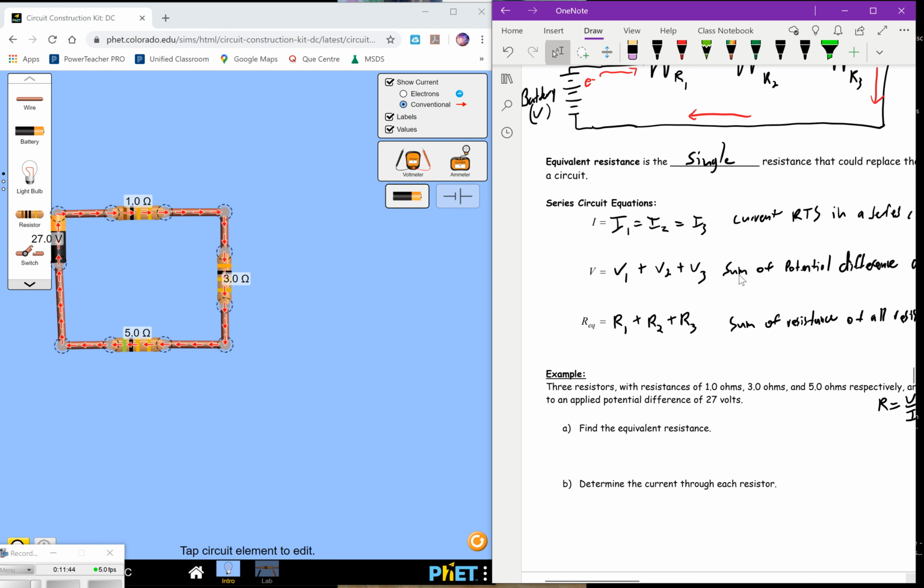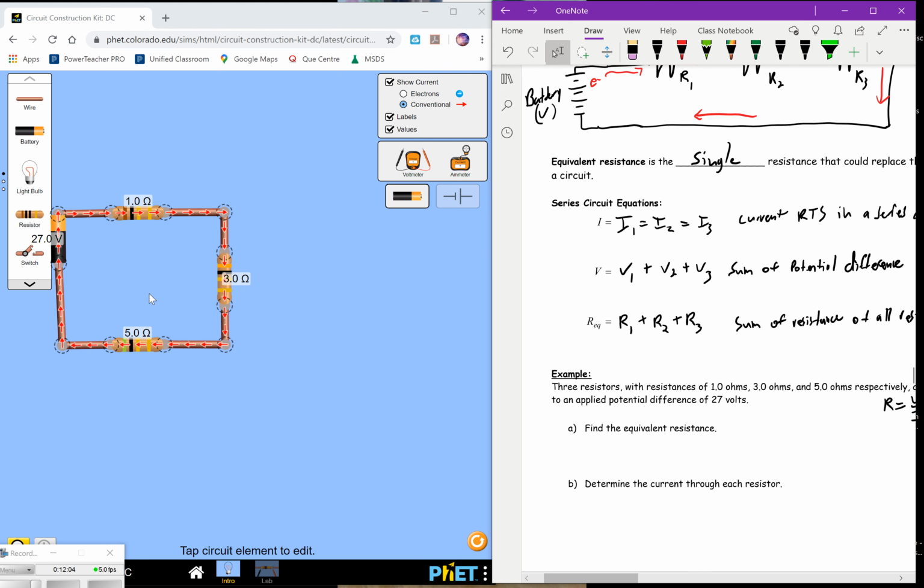We have resistors of 1 ohm, 3 ohms, and 5 ohms. You can see the color bands on here are different, and those colored bands indicate the resistance in each of those resistors. That's how we can determine what the resistance is just by looking at it.